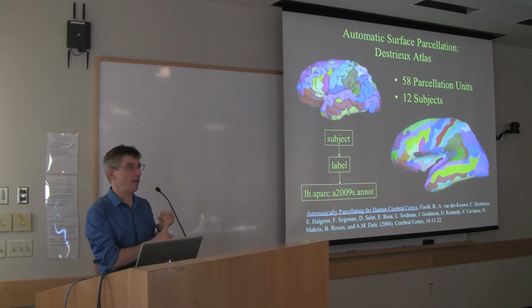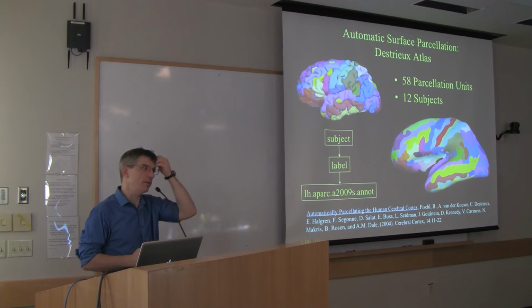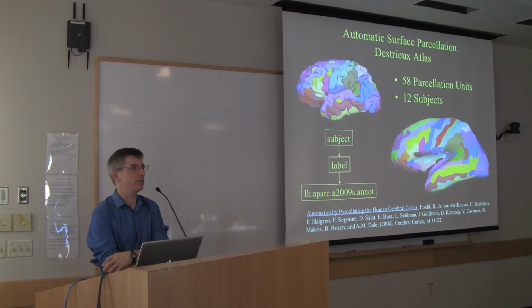So you've seen the ASEG, which is the volume segmentation. You've now seen the Desikan Atlas, which is 35 cortical regions per hemisphere. This is the Destrieux Atlas, named after Christophe Destrieux, which has 58 ROIs per hemisphere. This is only generated from 12 subjects. And so a lot of people will come and say, okay, which one of these atlases should I use? And the answer is always, it depends on what it is that you're trying to do.